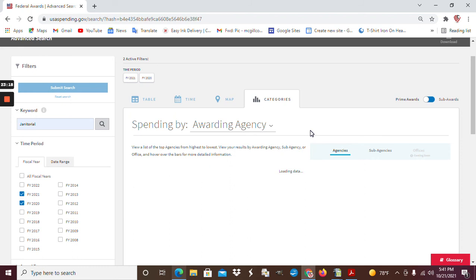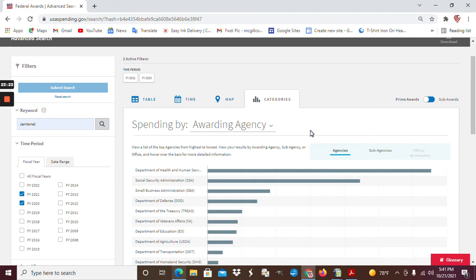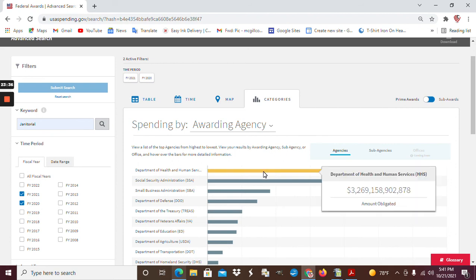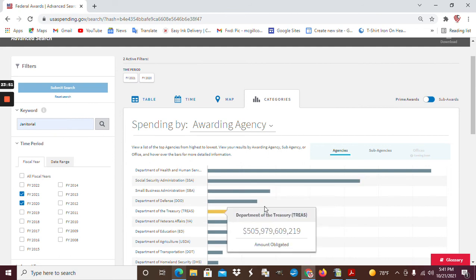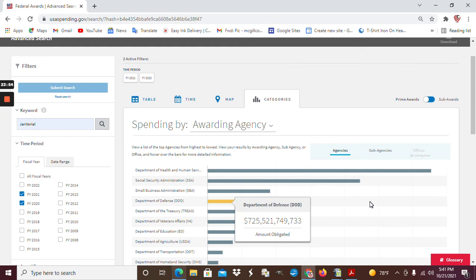Now we're going to be able to look at a list of the top agencies that paid out money for 2020 and this year so far, 2021, in janitorial contracts. As we see here, the Department of Health and Human Services has paid $3.2 trillion in contracts. They had $2.3 trillion in contracts that they paid out. Social Security Administration paid out $2.2 trillion. Small Business Administration paid out $914 billion in government contracts for janitorial.